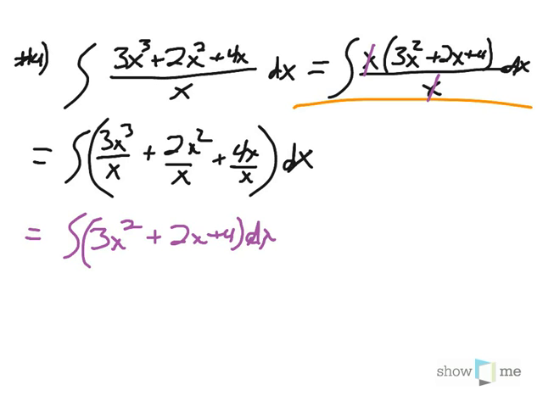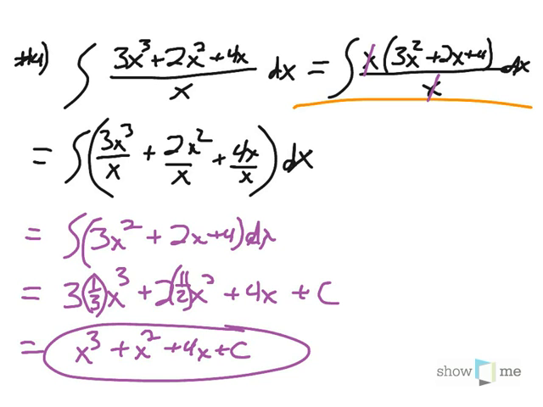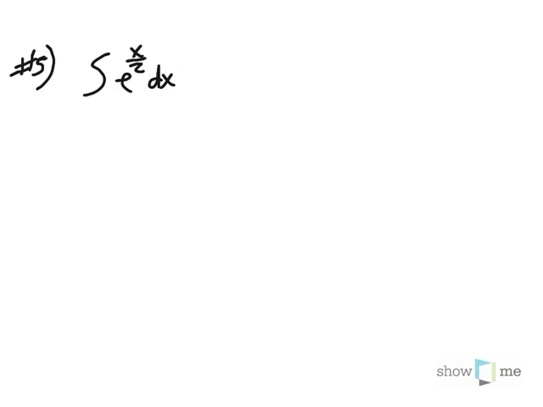Then integrate it, add 1 to each exponent for the variable, and then multiply it by the reciprocal of the exponent. Don't forget your arbitrary constant. You end up with x cubed plus x squared plus 4x plus c. You can always check your answer by taking the derivative of the answer, and you should get the original problem.